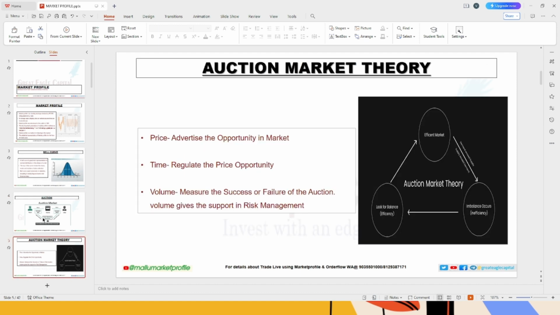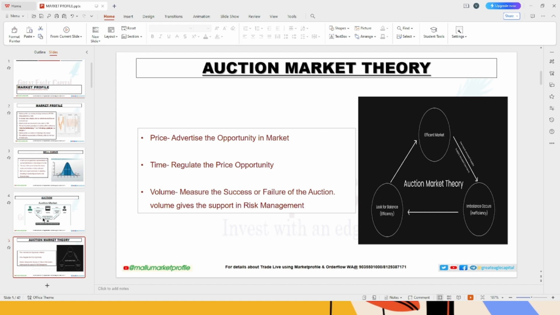The auction market theory says this only. Price is advertising the opportunity. For example, take a Picasso painting. It was a good painting, trading at 5 cr. Now the Picasso painting is giving a 3 cr move. So when you see 3 cr, you know this painting was sold at 5 cr to somebody. When you see 3 cr, that is a price where it is good.